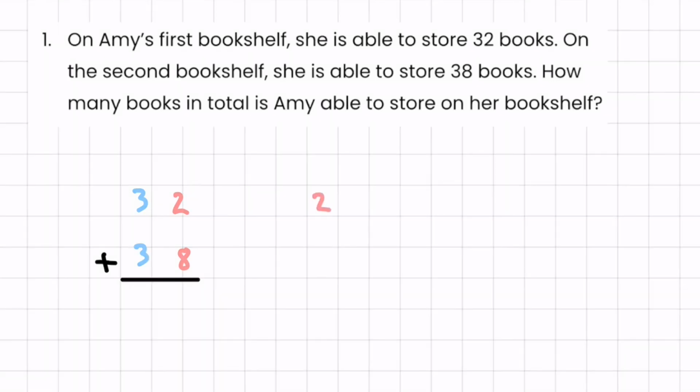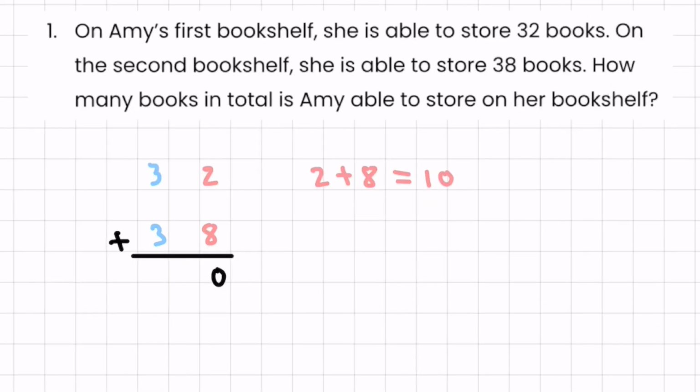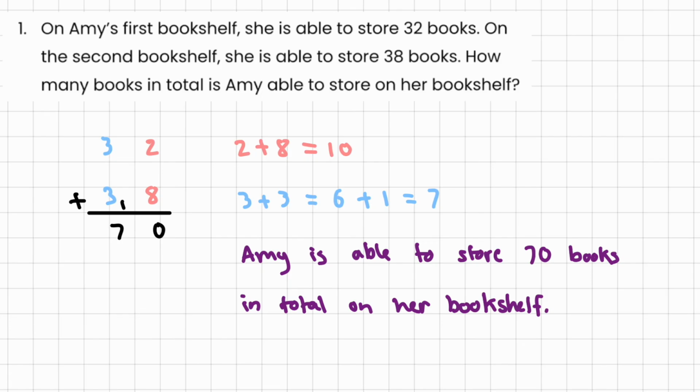For the ones column, we have to do 2 plus 8, which gives us 10. 10 has no ones, so we can put down 0 in the ones place. We should also put a 1 in the tens place to remind us. We can do 3 plus 3, which gives us 6, but let's not forget the extra 10. If we add that, 6 plus 1 is 7, so we can put down a 7. Amy is able to store 70 books in total on her bookshelf.